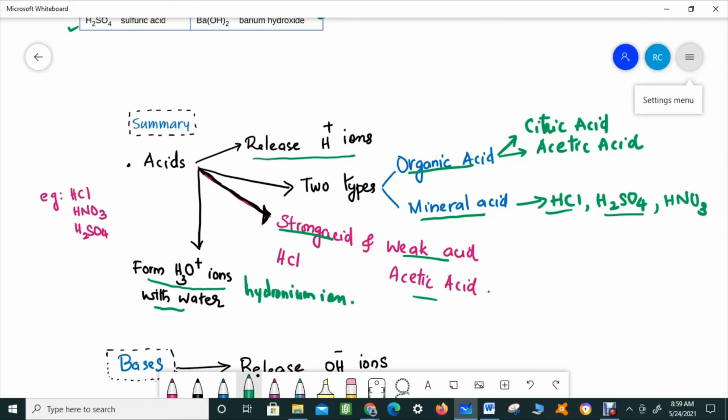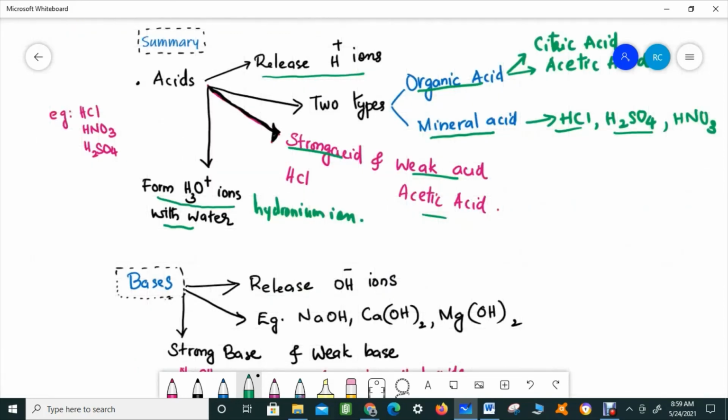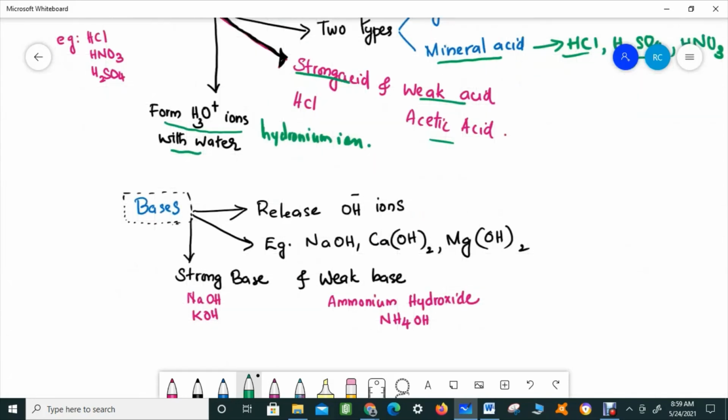Okay. Now, what are bases? Bases means they release OH minus ions when they dissolve in water. So they have OH minus ions and will release OH minus ions when they dissolve in water. Example, NaOH, calcium hydroxide, magnesium hydroxide, etc. Similarly, we have strong base as well as weak base. Strong bases: sodium hydroxide, potassium hydroxide, etc. And weak base, ammonium hydroxide.